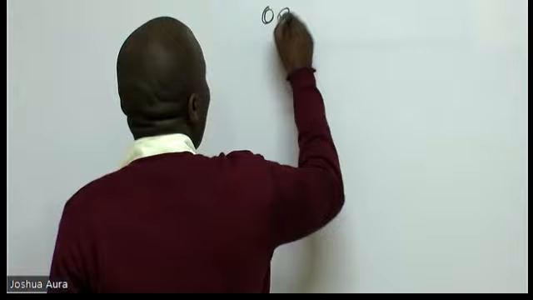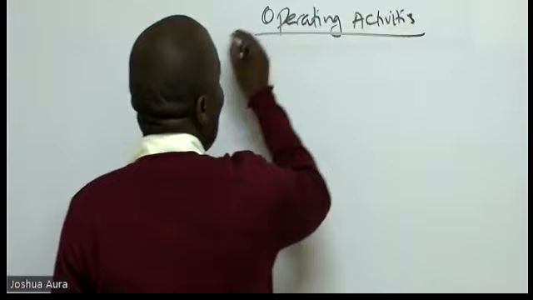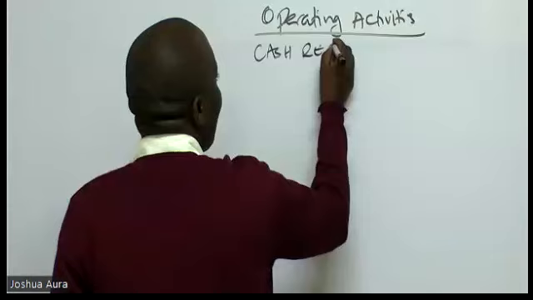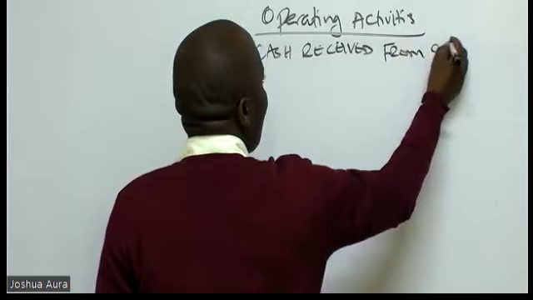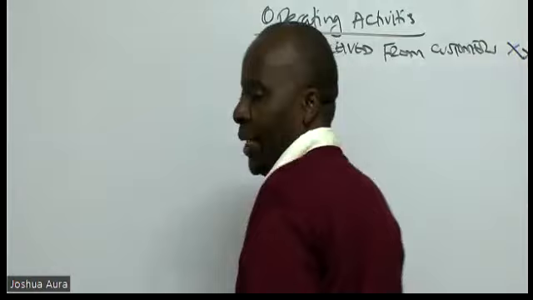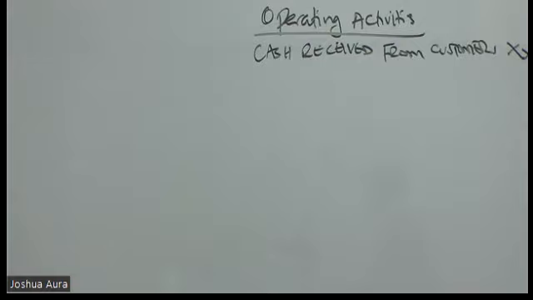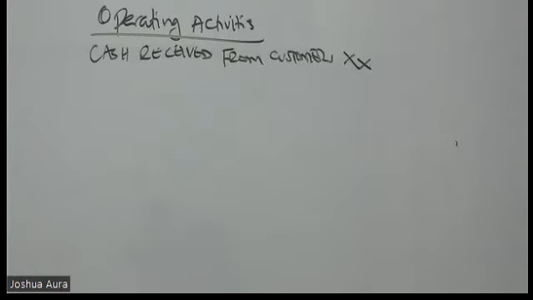So in this case, we shall look at the operating activities. Operating activities, what do we have? Number one, we mention here cash received from customers. This is a very important component.